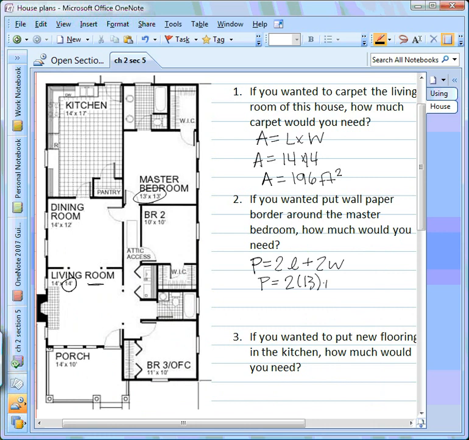The length is 13. The width is 13. We simplify that by multiplying 2 times 13 to get 26. And when we add those together, we get 52. Remember, our units are all in feet. And perimeter is a linear measure, so it's just plain old feet.